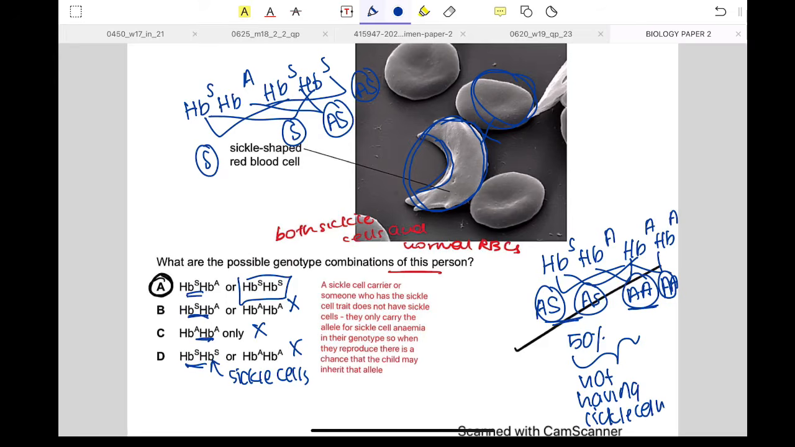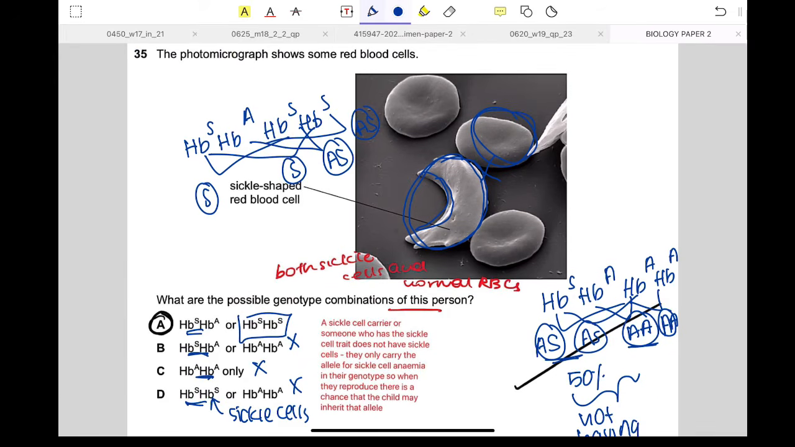Why? Remember, because carriers do not usually have sickle cells. Here, there is more likelihood of the person having sickle cells, because there is a 50% chance that the person will get sickle cell anemia. The only other one is carriers, but here there is a 50% chance of the person not having sickle cell anemia, having normal red blood cells. So it's based on the likelihood, because here you're able to see still some sickle cells in between the red blood cells.